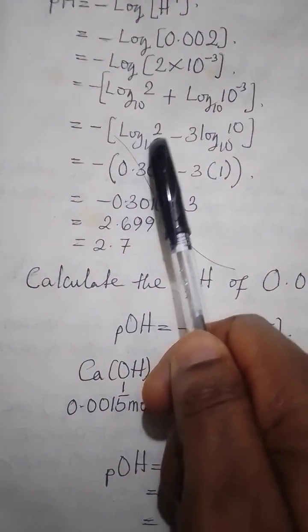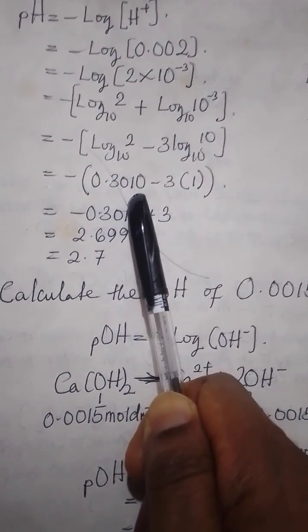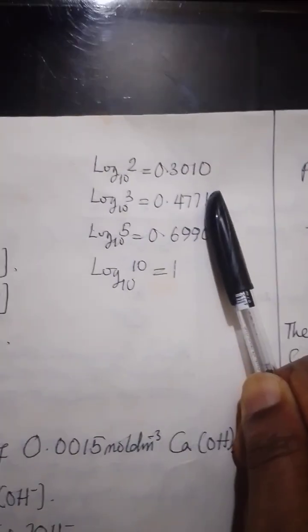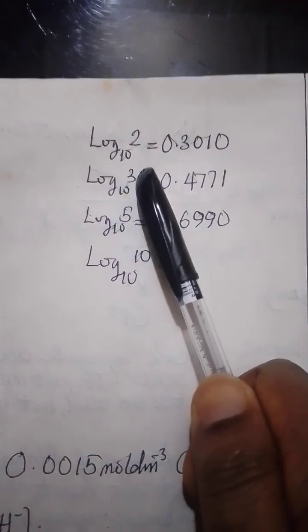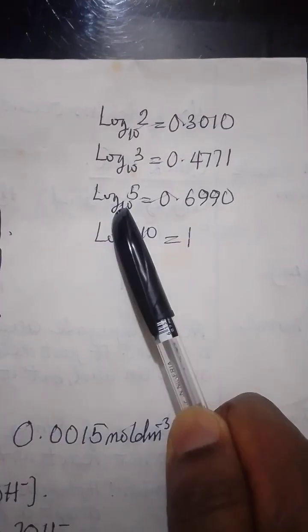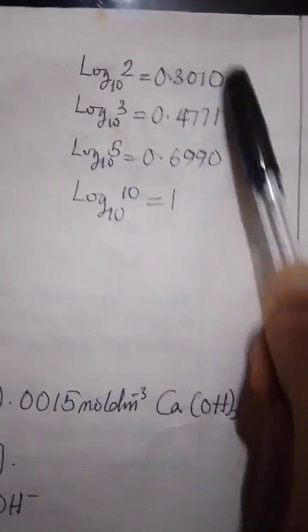So log 2 base 10 is 0.3010, minus 3 times log 10 base 10, which is 1. You will need to commit this to memory. Log 2 base 10 is 0.3010. Log 3 base 10 is 0.4771. Log 5 base 10 is 0.6990. Log 10 base 10 is 1. You need to commit these values to memory.